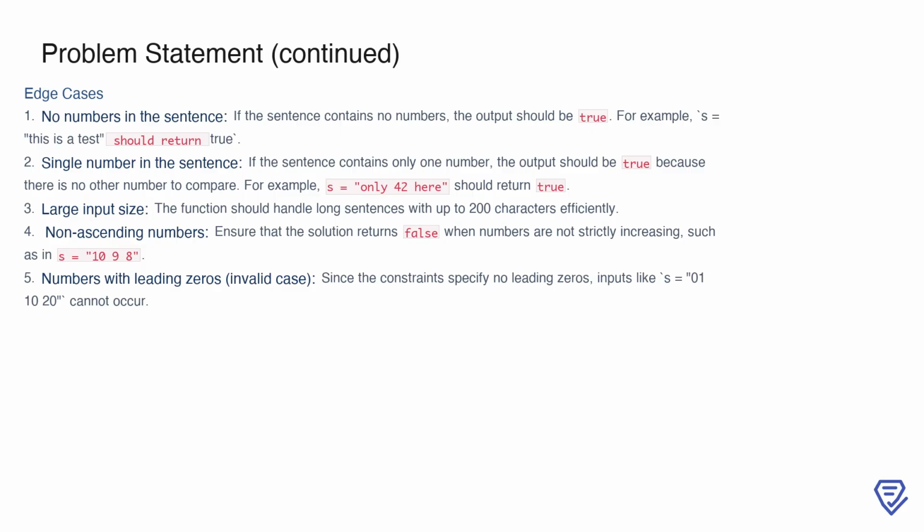Additionally, the function should handle longer sentences efficiently, as the input length can go up to 200 characters. It should also correctly return false when the numbers are not strictly ascending, such as in S equals "10 9 8". Lastly, you don't need to handle numbers with leading zeros, like S equals "0 1 10 20", because the constraints guarantee these won't appear in the input.